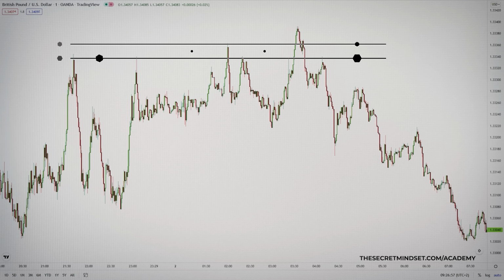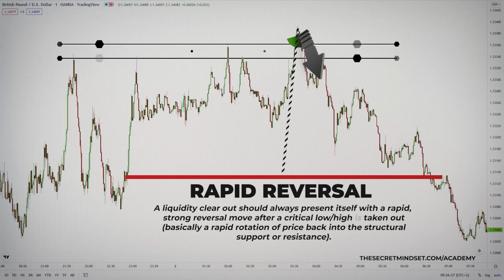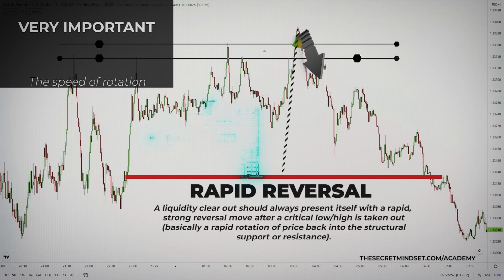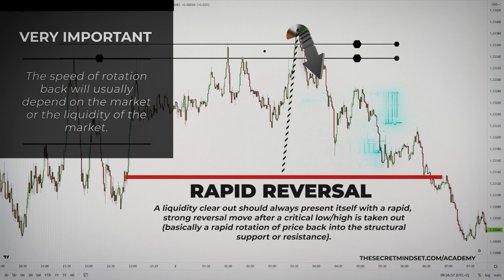A liquidity clearout should always present itself with a rapid, strong reversal move after a critical low or high is taken out. Basically, a rapid rotation of the price back into the structural support or resistance. The speed of the rotation back will usually depend on the market or the liquidity of the market. In some markets, the reversal back might take 15 or 30 minutes, as the smart money needs to collect as many orders as possible over time, while in Forex or crypto, the reversal will be much quicker on average, between 1 to 15 minutes, since those markets are much more liquid.